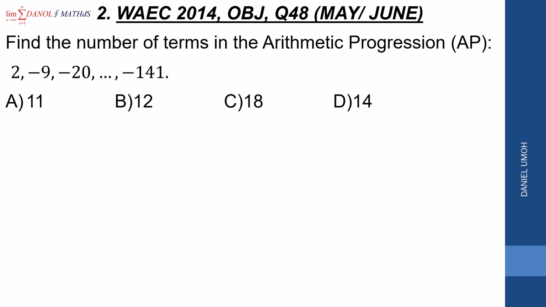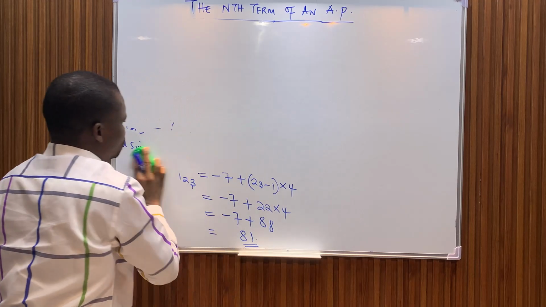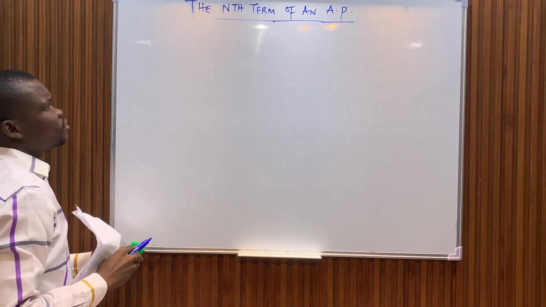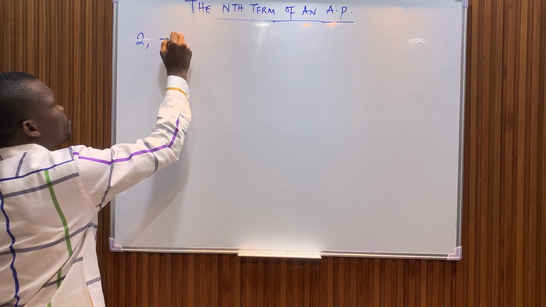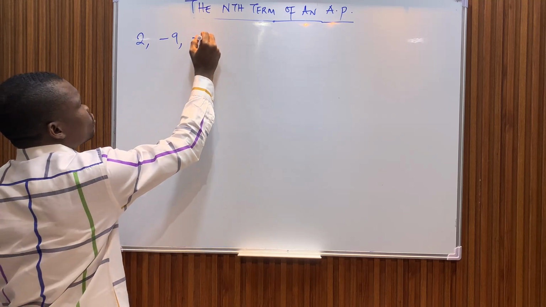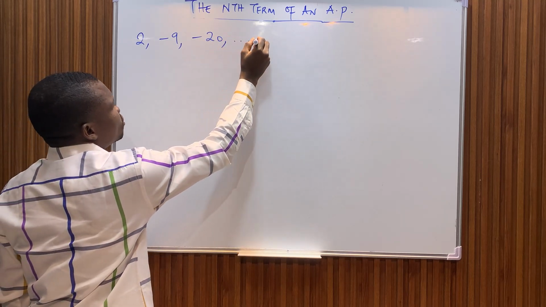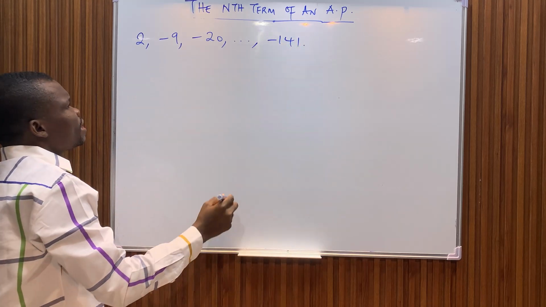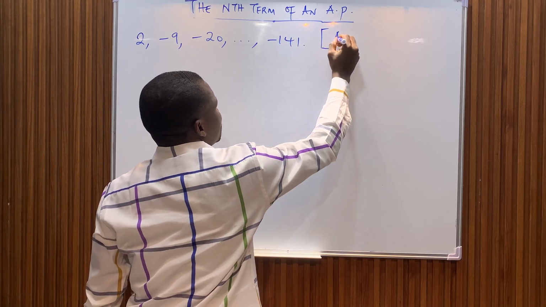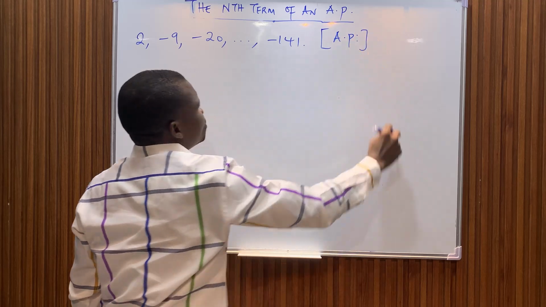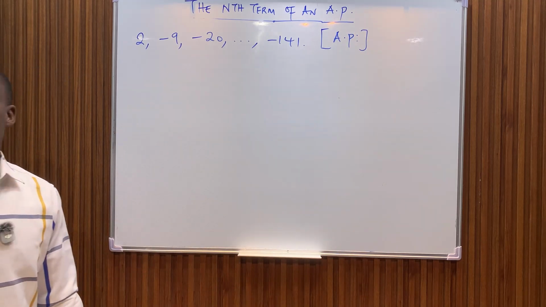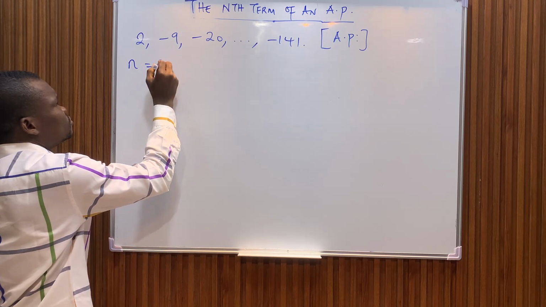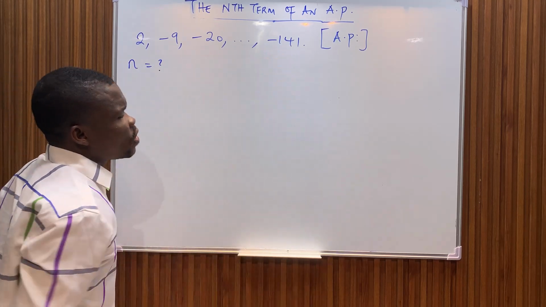Okay, now the arithmetic progression. What we are given is 2, minus 9, minus 20, and so on, up to minus 141. Remember that this is an arithmetic progression, an AP. The question is, find the number of terms. That means we're looking for n, the number of terms of this sequence.